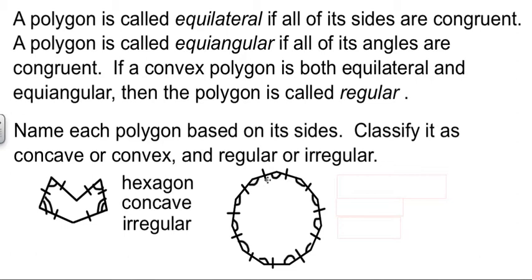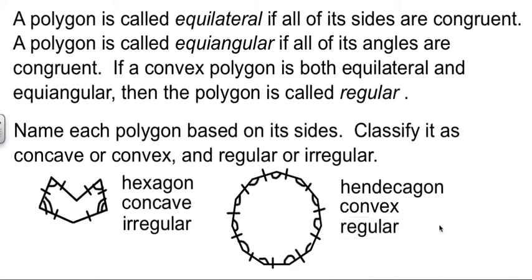Okay. Then we've got this guy. We've got 1, 2, 3, 4, 5, 6, 7, 8, 9, 10, 11 sides. On our trusty chart, 11 sides is a hendecagon. Is it convex or concave? Well, if I extend any of the lines, they go on the outside, so it's convex. All the sides are equal, and it says all the angles are equal. They're all marked to be equal. So this is a regular hendecagon.